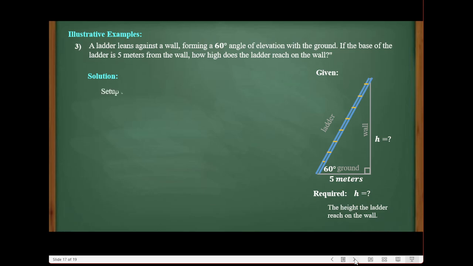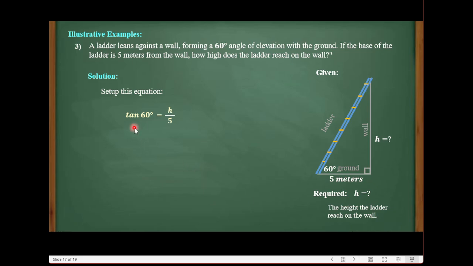Now, for our solution, we need to set up the equation, and we are going to choose the right trigonometric function to solve for the required height the ladder reaches on the wall. And that is tangent, because with reference to this angle, which is 60 degrees, 5 meters is the adjacent side or leg, and the unknown is the side opposite 60 degrees. Therefore, the function to be used here is tangent of 60 degrees equals h over 5.